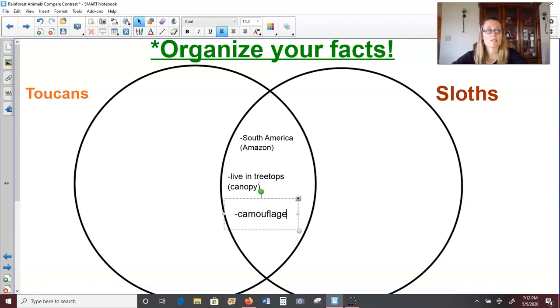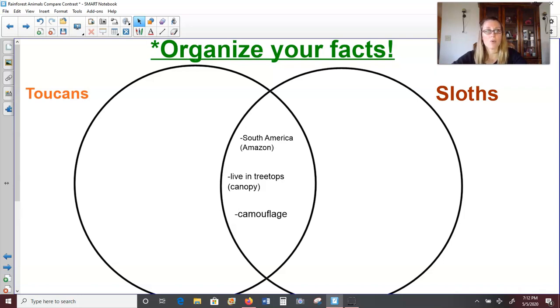And then sloths, because they're so slow moving, algae actually grows on their fur. And the algae is kind of like a greenish brownish color. And it doesn't hurt the sloth, but it just helps the sloth actually to blend in with the bark of the tree, the branches, and the leaves that surround it. And it really helps to keep the sloth camouflaged in its environment. So those would be my similarities for toucans and sloths.